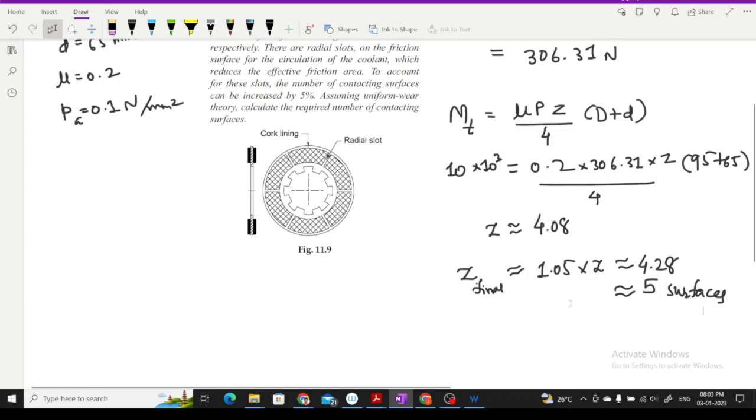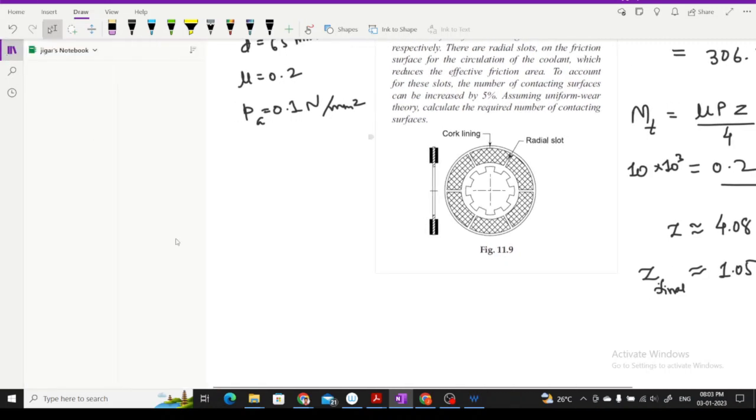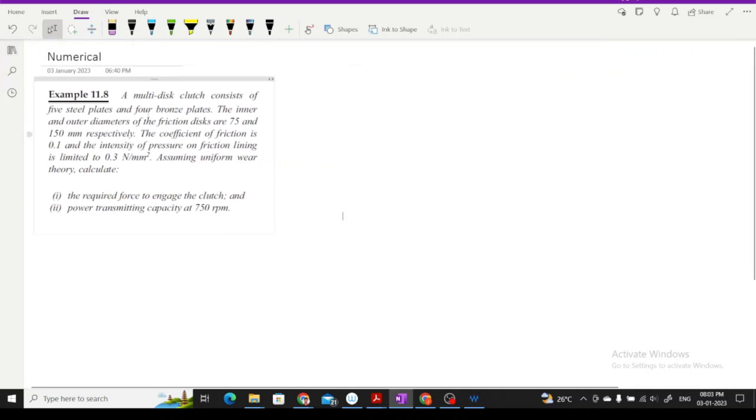Yes. So now, once you have this idea, let us do a similar kind. A multi-disc clutch consists of 5 steel plates and 4 bronze plates. The inner and outer diameter of the friction disc are 75 and 150 mm respectively. Coefficient of friction is 0.1 and the intensity of pressure on friction lining is 0.3 Newton per mm square. Assuming uniform wear, calculate the required force to engage the clutch and power transmitting capacity at 750 rpm. So now I guess I will not tell you anything. Can you calculate it on your own? We'll try. Yeah, please tell me what are the answers. Right, final answers. I'm giving you 2 minutes of time. I will tell you everything.